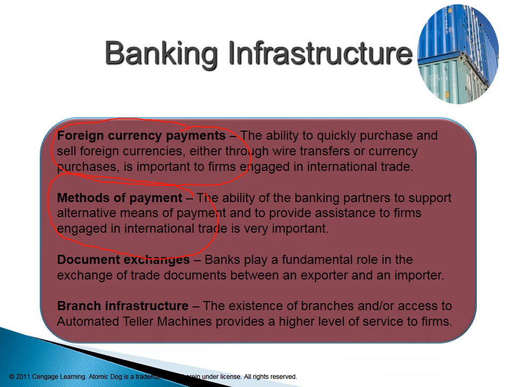Branch infrastructure, the existence of branches and access to automated teller machines, are important because they help you do business and smooth your everyday operation. Those are some banking infrastructure elements which are important, and they are part of the logistics infrastructure for different countries, where companies from other countries can go and operate.